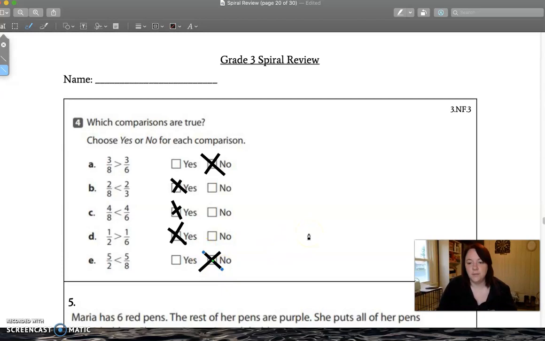Those ones are a little tricky when you don't have manipulatives like we have in the classroom, but that's okay. We try our best, and I hope I'm letting you know the right way to solve these. And if you have any questions about them, just let me know.